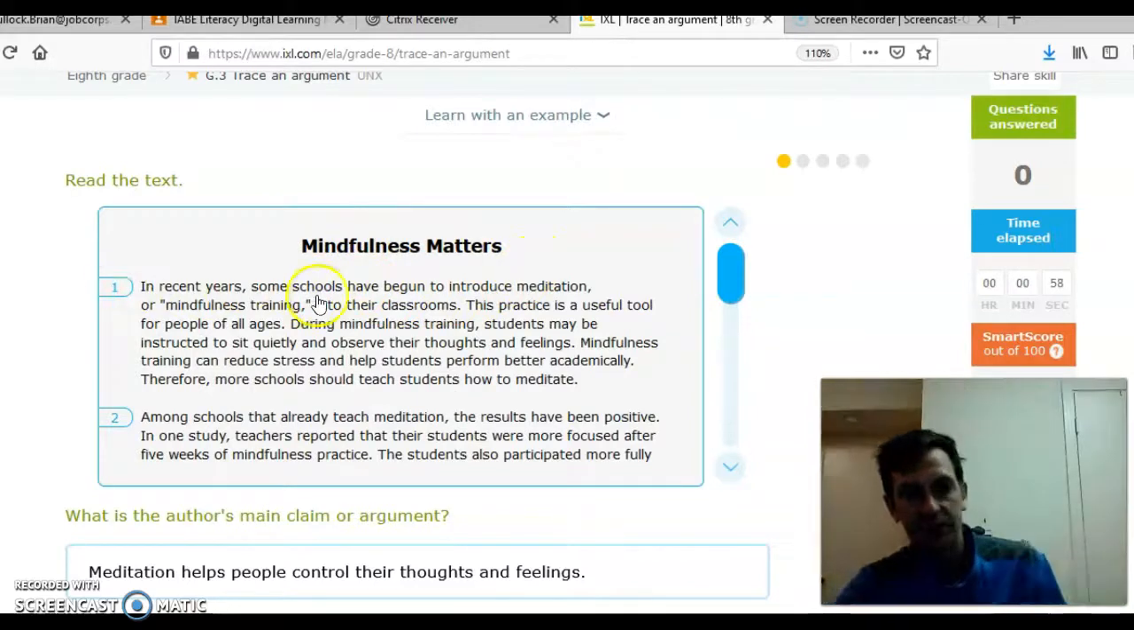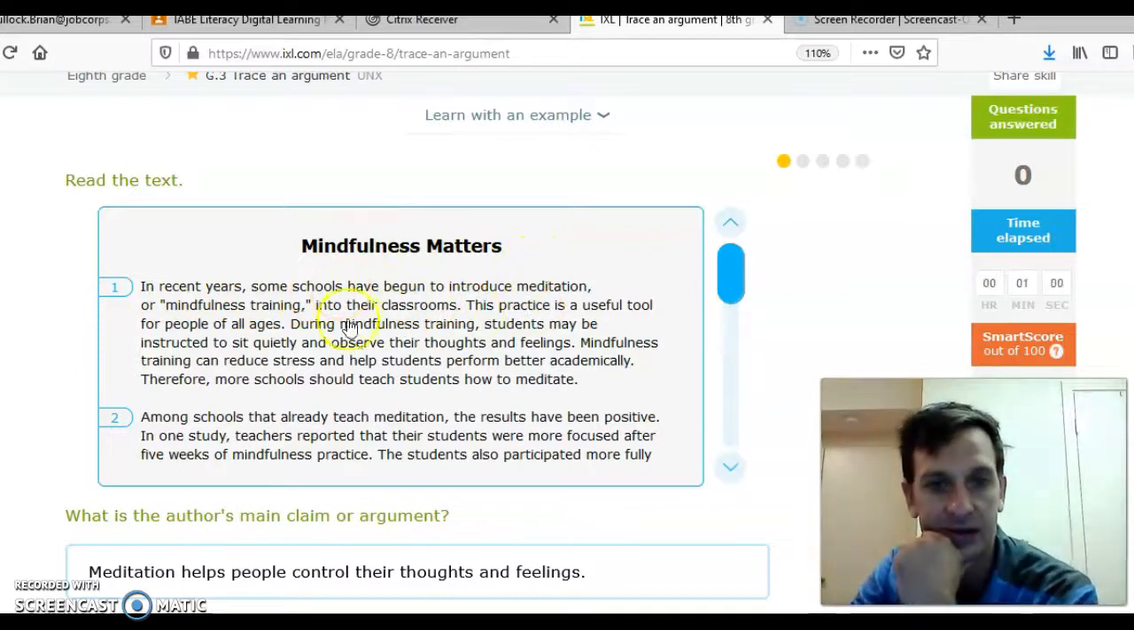Mindfulness matters. In recent years, some schools have begun to introduce meditation or mindfulness training into their classrooms. This practice is a useful tool for people of all ages. During mindfulness training, students may be instructed to sit quietly and observe their thoughts and feelings. Mindfulness training can reduce stress and help students perform better academically. Therefore, more schools should teach students how to meditate.